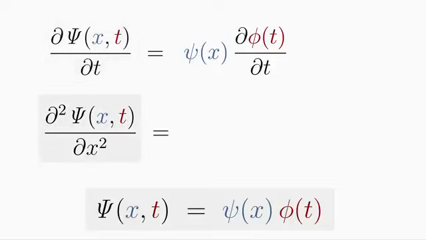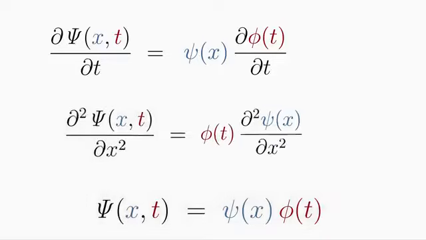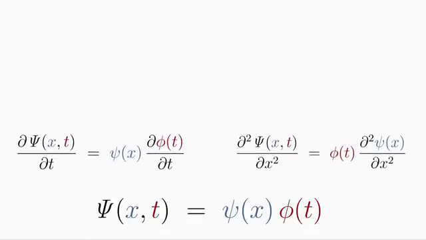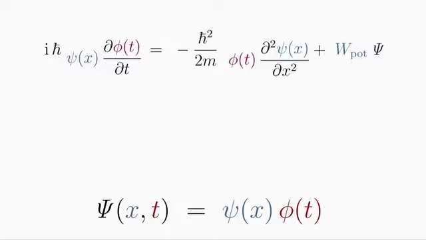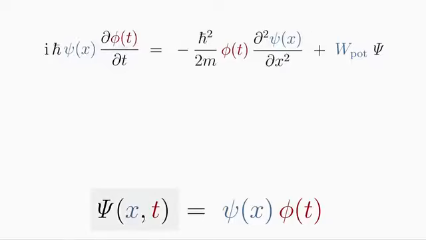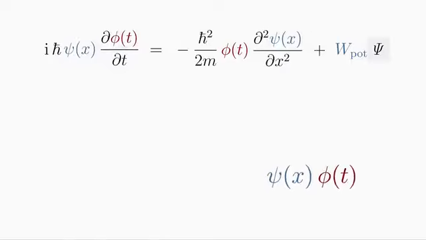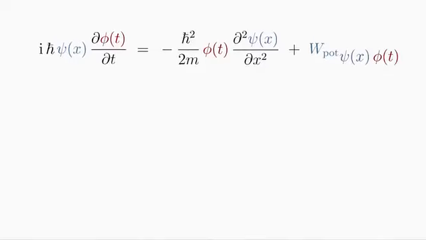Then, take the second derivative of the separated wave function with respect to x. Now you have 2 equations. You can now insert the time derivative and the space derivative into the Schrödinger equation. Additionally, insert the separated wave function in the term with the potential energy.